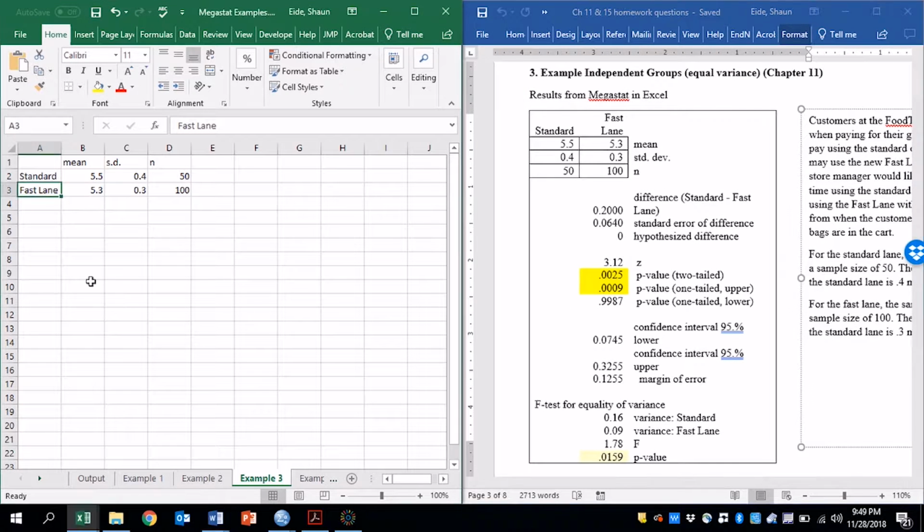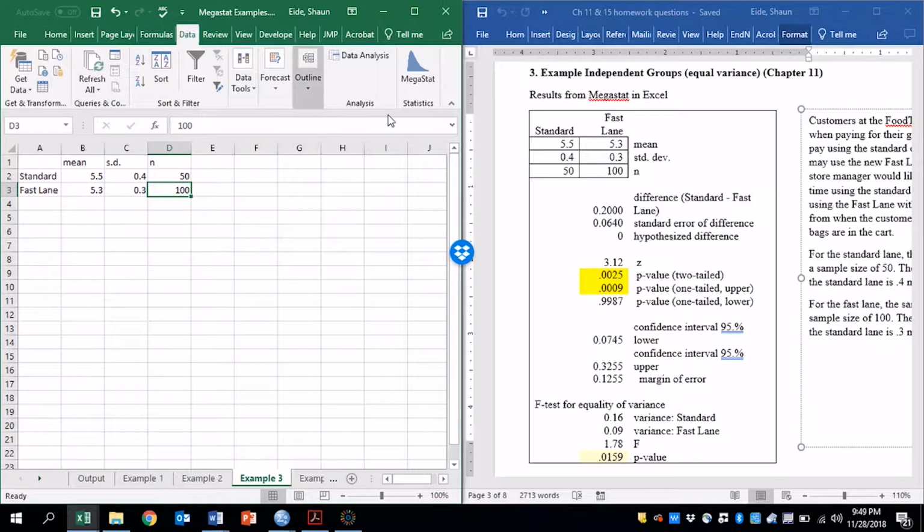So you can see over here, I've got this information in Excel. I've got this labeled mean, standard deviation, number, and then this is the label. So I've got the standard lane, 5.5 minutes is the mean, 0.4 minutes is the standard deviation, and the number in that sample is 50. Okay, so then we also have the fast lane, 5.3 minutes, 0.3 minutes is the standard deviation, and the sample size is 100.